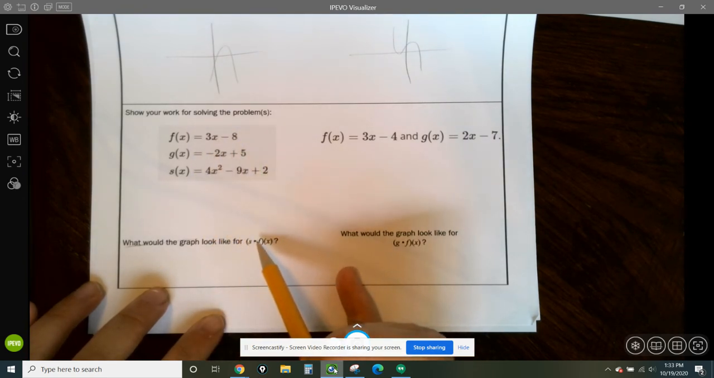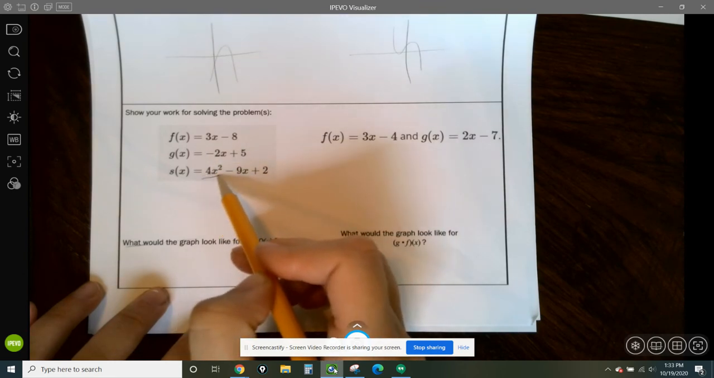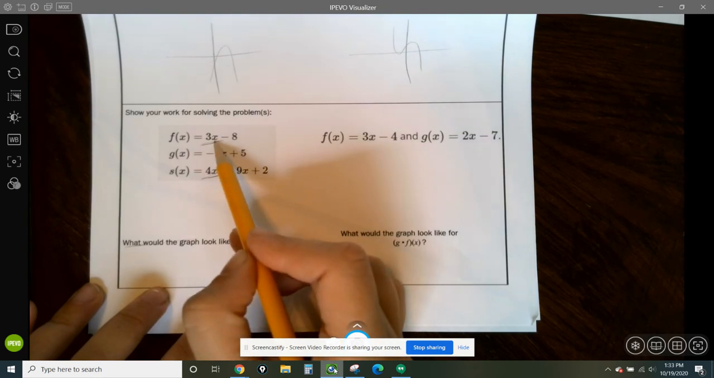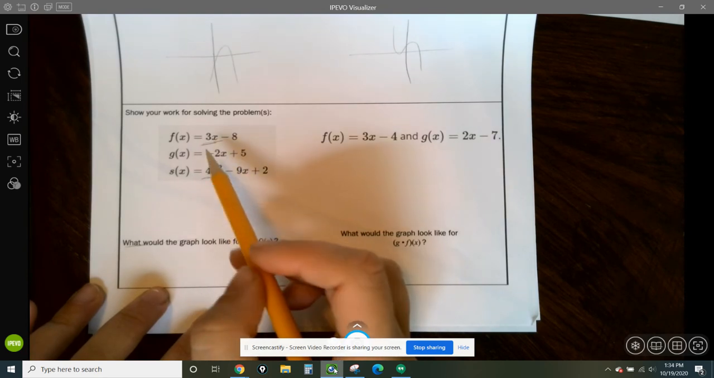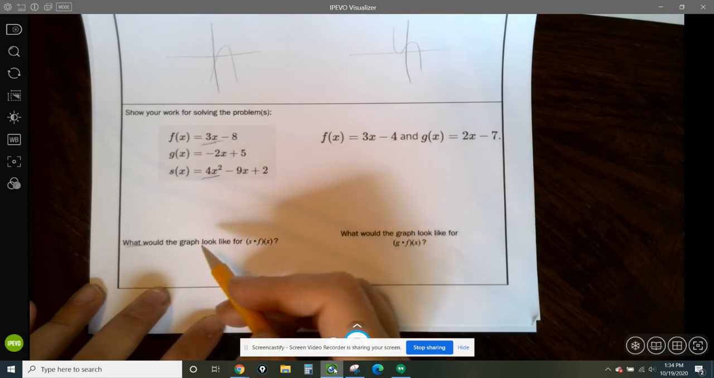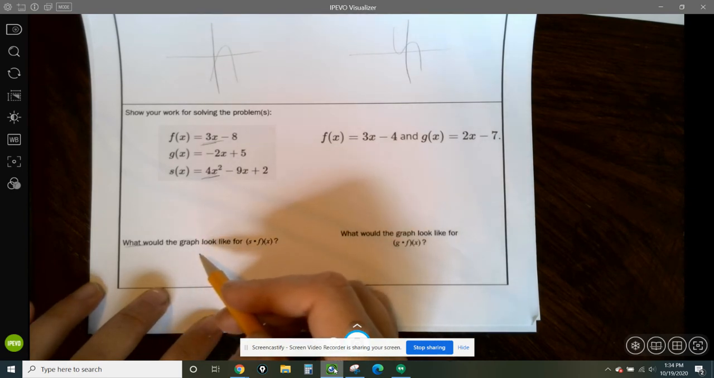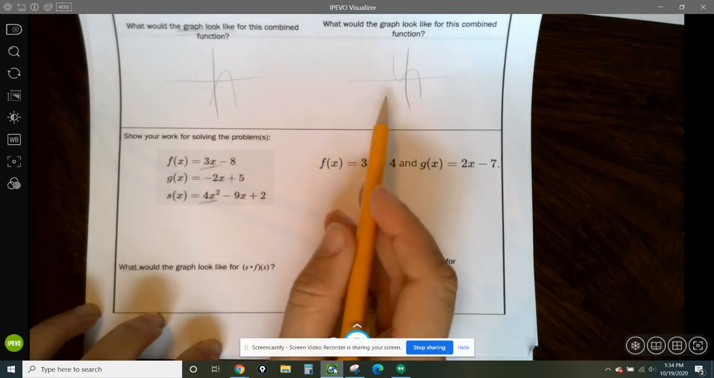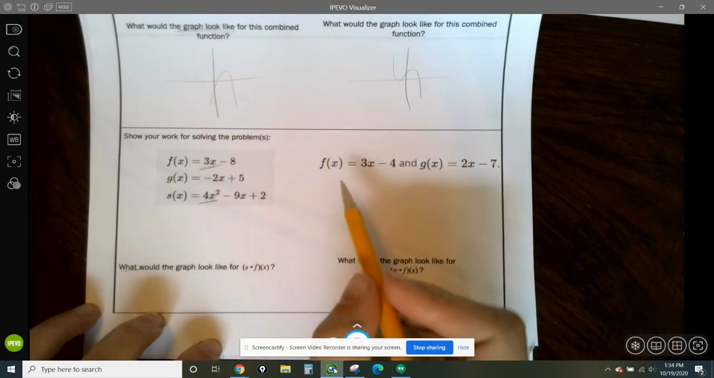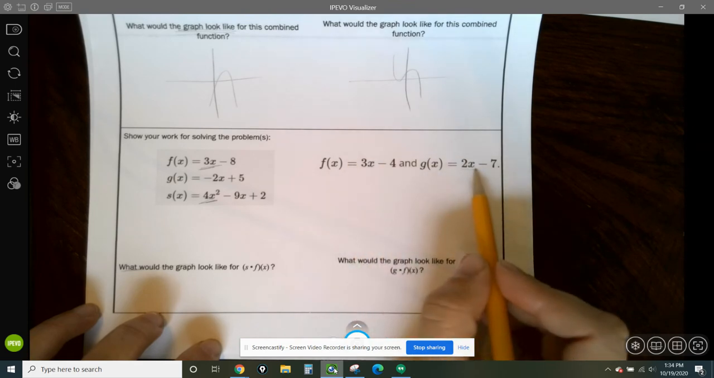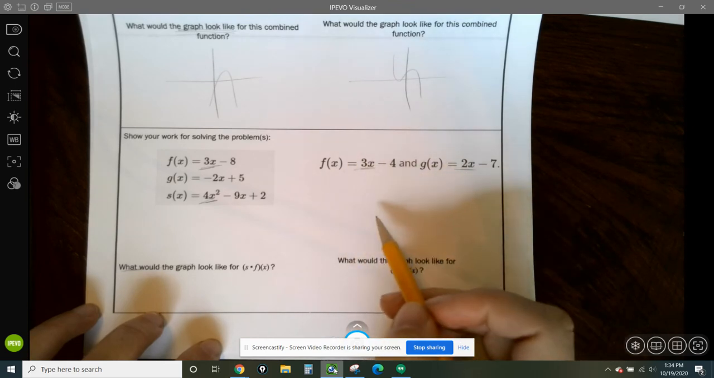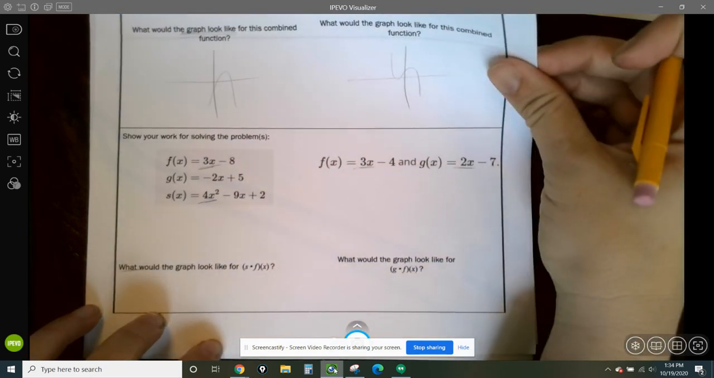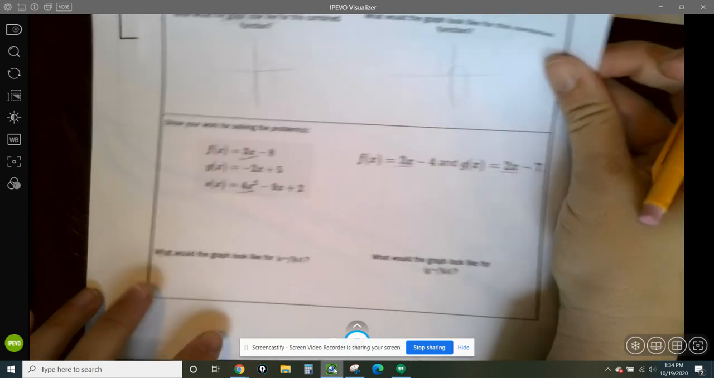So s times f. If I'm doing this one times this one, I know I'm multiplying an x squared times an x. So think about what x squared times x is going to give you. You might be able to answer this question, what would the graph look like, just off of that. Do you think it's going to be an x squared function or an x cubed function? Same thing over here, you're doing g times f. So I'm doing a 2x times a 3x. What's that result going to be? Is that going to be an x squared function or an x cubed function? So take a minute, pause the video, and answer those questions there.